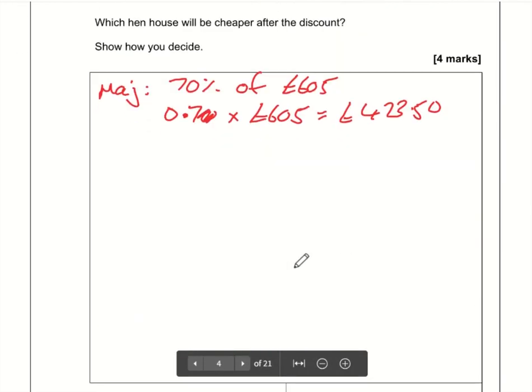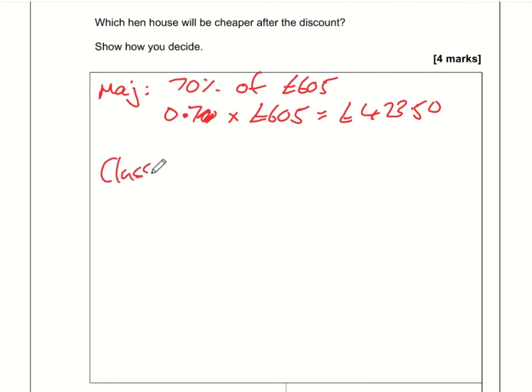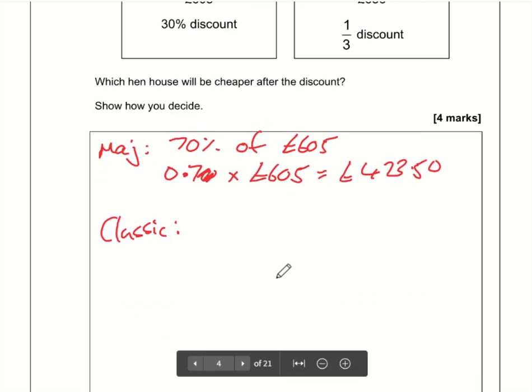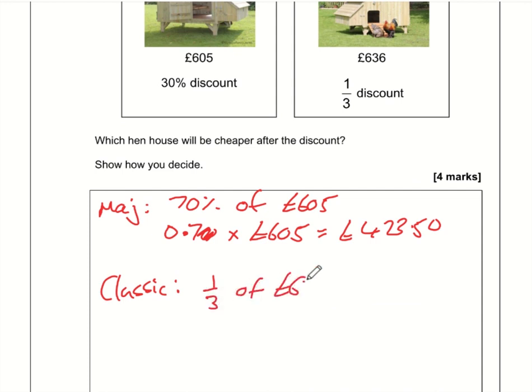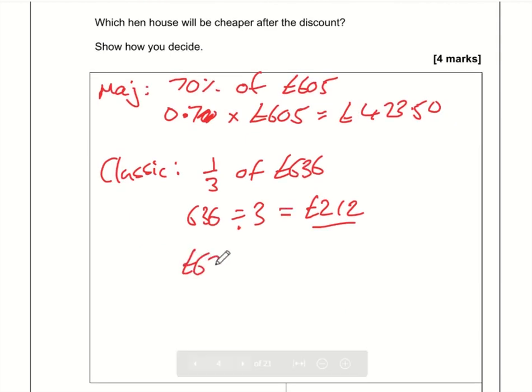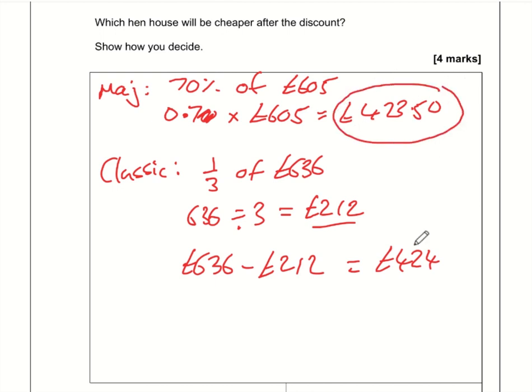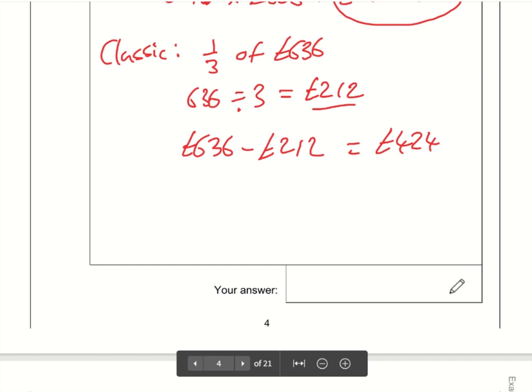Okay, let's look at the next one, which is called the Classic. And what was the deal there? It was 1/3 off. Okay, so I'm just going to work out what is 1/3 of 636. Well, that is 636 divided by 3, and that is £212. So 212 is the discount. So if I subtract that from 636, I get the price of the Classic, and that comes to £424. Okay, which price is less? Well, this is slightly less than the Classic, so the answer is Majestic.